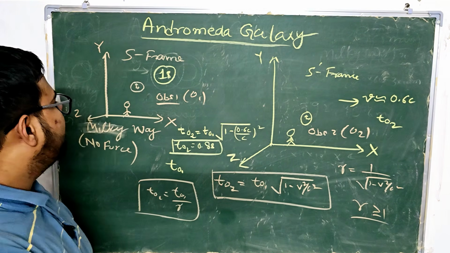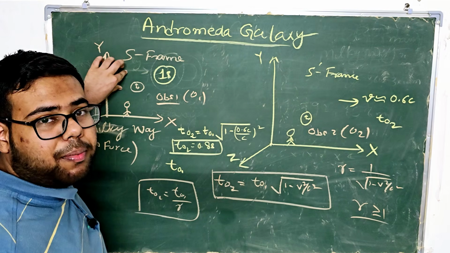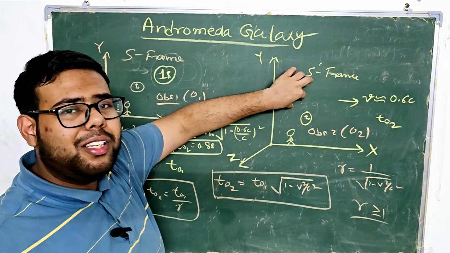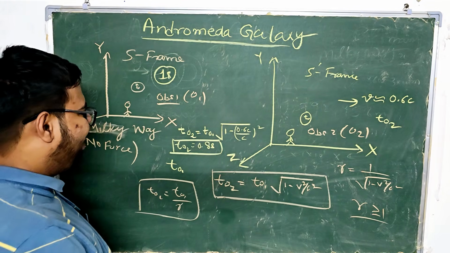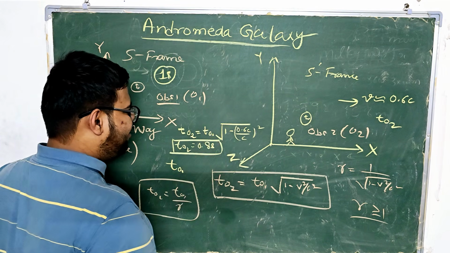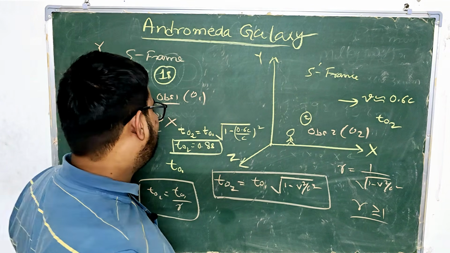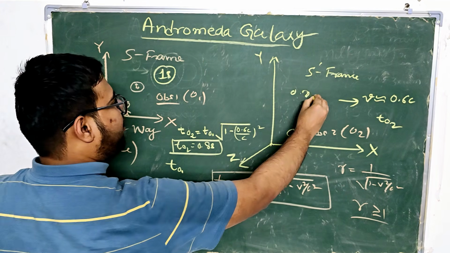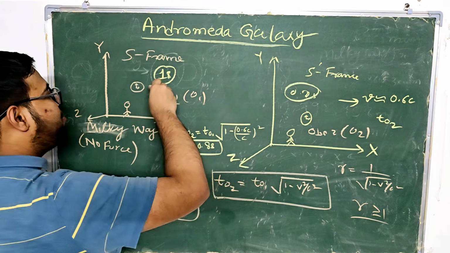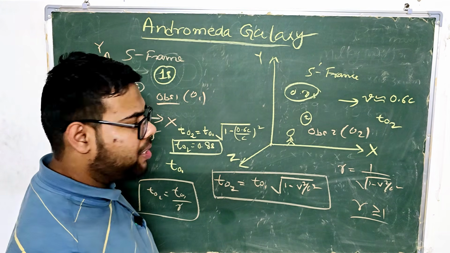That is, for this observer 1 second has passed, but for this observer only 0.8 second has passed, right? Okay, so that is the beauty of the special theory of relativity. That is, for this observer only 0.8 second has passed, while for this observer 1 second has passed.